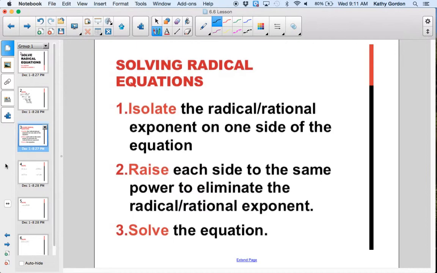And then once it's by itself, we're going to take both sides to some power that is going to eliminate that radical or that rational exponent for us. The power we decide to take it to depends on the type of radical or rational exponent we have to start with. Usually that gets us to an equation that we can easily solve, because it's a simple linear or a simple quadratic or something we know how to solve from there. So those are our 3 steps: isolate that radical or rational exponent first, then raise both sides to the power that we need to eliminate it, and then solve the equation from there.